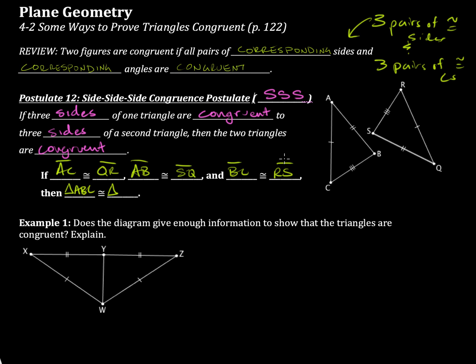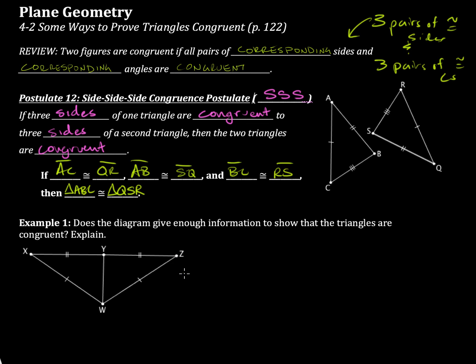Now I've got to be careful, remember, with the letters that I'm using, the order of the letters. I went A, B, C. So point A, or vertex A, corresponds to vertex Q. So Q is the first one I'm going to put in the name of this triangle right here. In this triangle, I went from A then to B, so I'm going to go from Q to S. And then the last vertex is R. So triangle ABC would be congruent to triangle QSR in this figure here, according to the side-side-side congruence postulate.